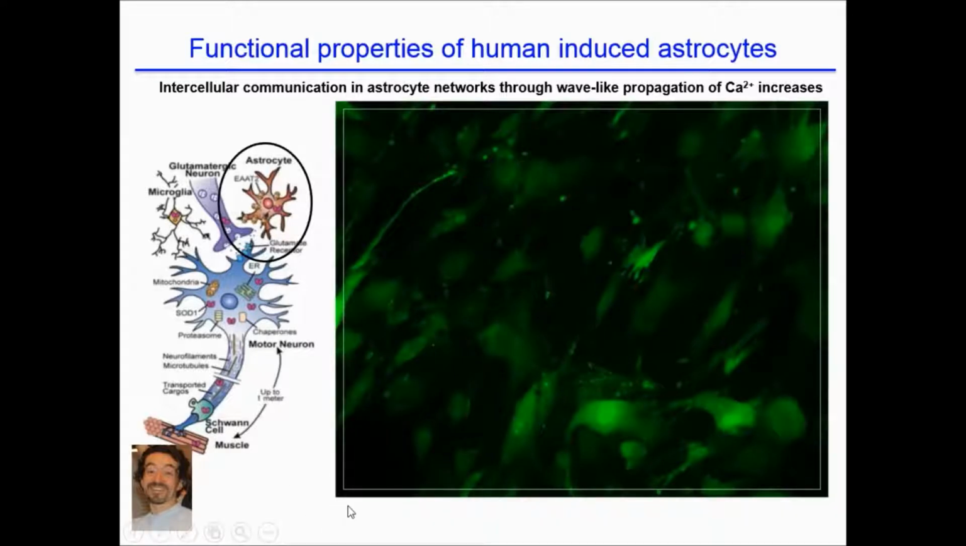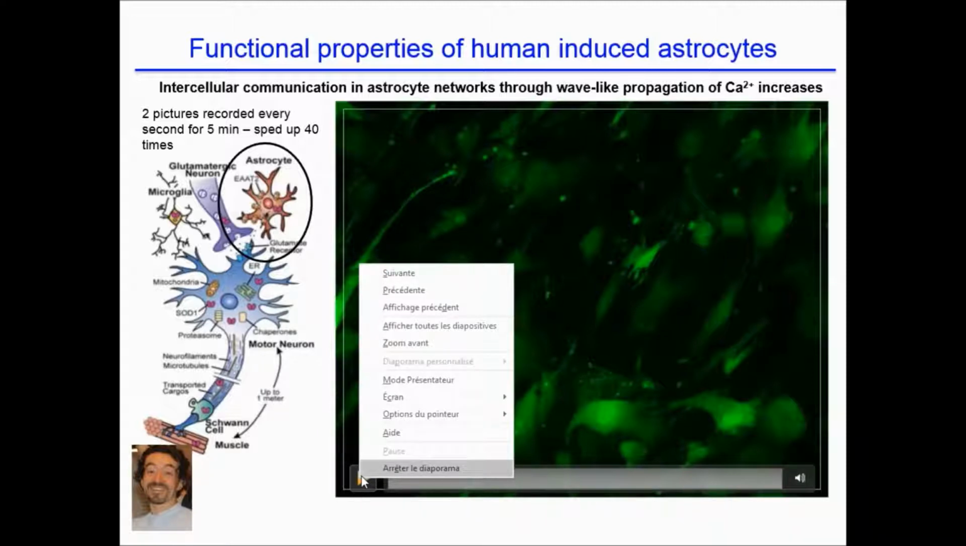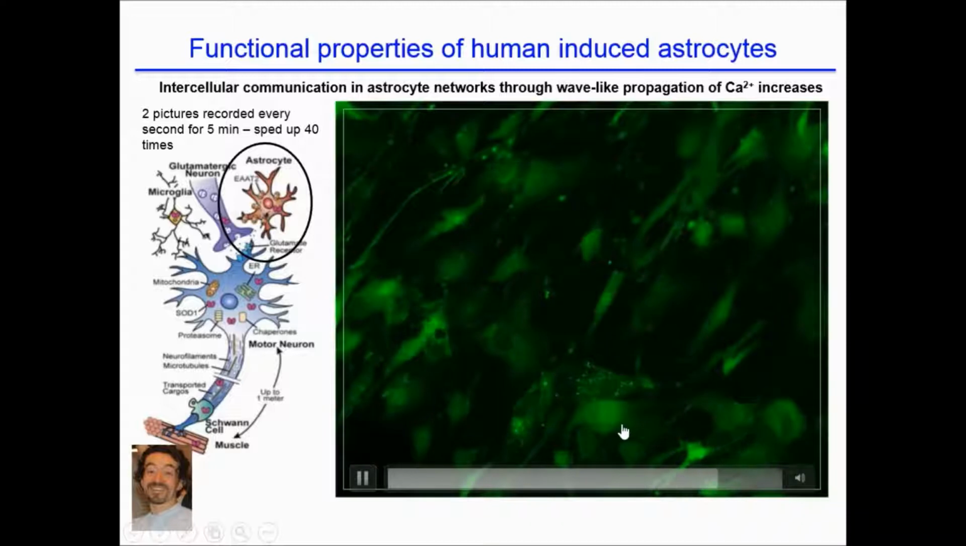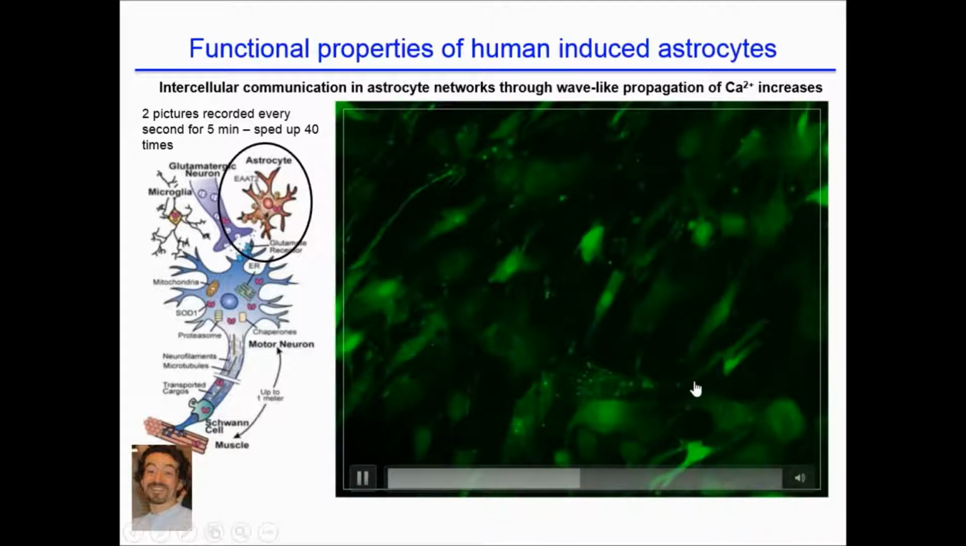I'm going to show you very quickly a movie here. The key color to look at is the green. Okay, you will see how the cells are having these non-synchronous calcium waves, which is usually indicative of the ability of the astrocytes to talk to one another.